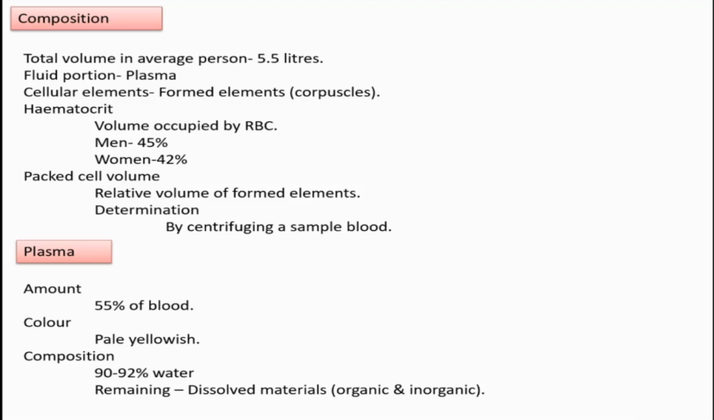So we are going to learn about each type. This is about plasma. Plasma accounts for 55% of total blood volume, and its color is pale yellowish. Its composition, what about its composition? 90 to 92% is water, and only the remaining parts are dissolved materials. That dissolved materials can be organic or inorganic.